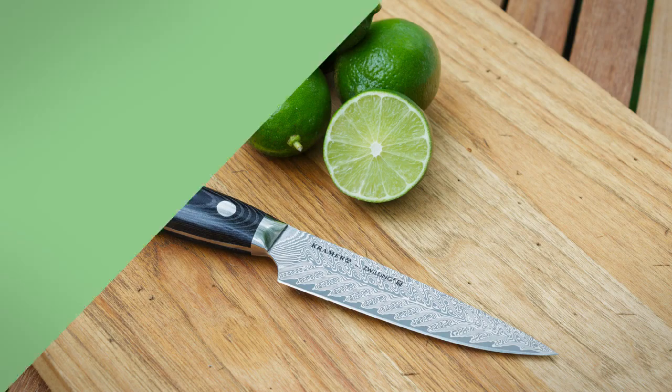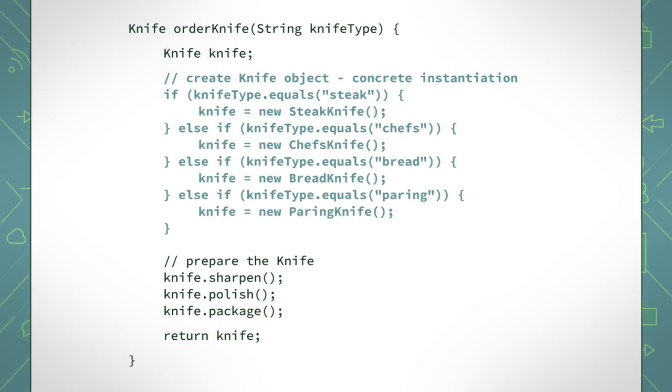Imagine that your store adds more and more knife types as its sales improve. New subclasses are added as needed: bread knife, paring knife, etc. In this example, the list of conditionals grows and grows as new knife types are added. Notice that what we do with the knife after creating it doesn't change. All of these knives need to be sharpened, polished, and packaged. This is all getting pretty complicated.